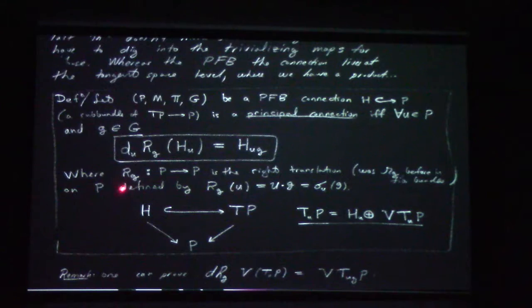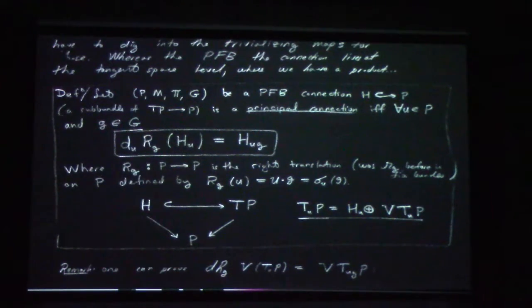But anyway, where R_g goes from P to P, there's a right translation. This is the right translation. Here's the picture from the subbundle to the tangent space of P, back to P again. All right, anyway, I'm not getting a lot out of this. Let me go on here.